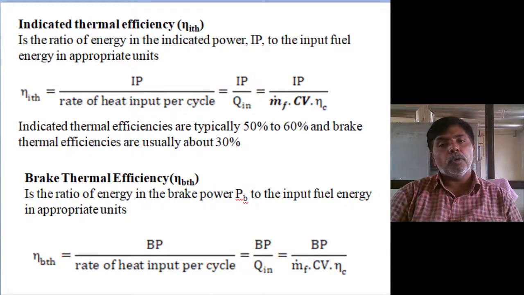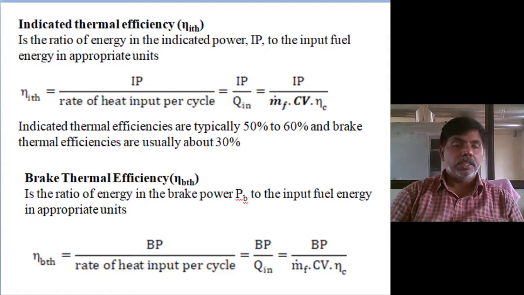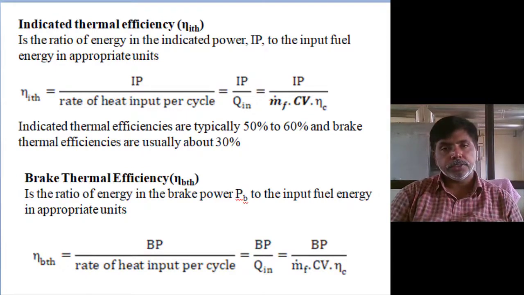If the power output is indicated power, then it is called indicated thermal efficiency. Indicated thermal efficiency means indicated power to the heat input. Heat input means mass of fuel into calorific value into efficiency of combustion. So generally indicated thermal efficiency, typically the range is 50 to 60.